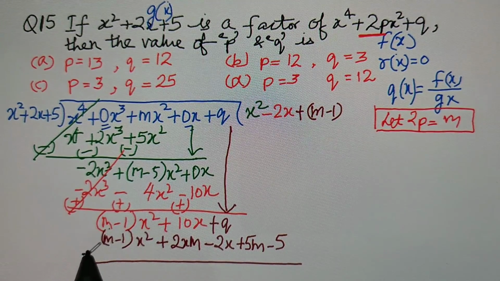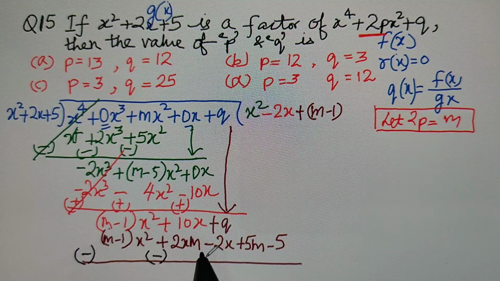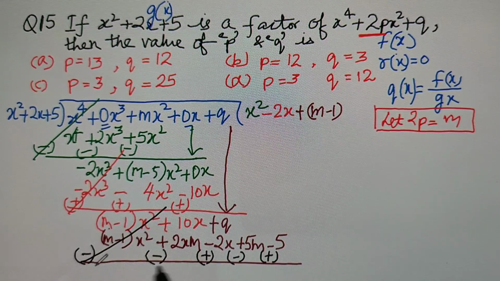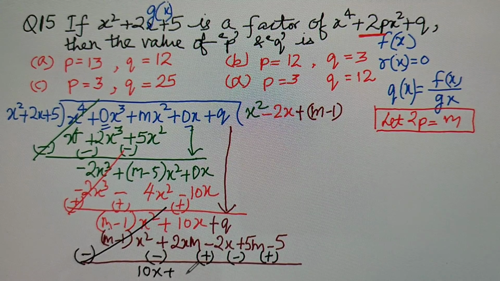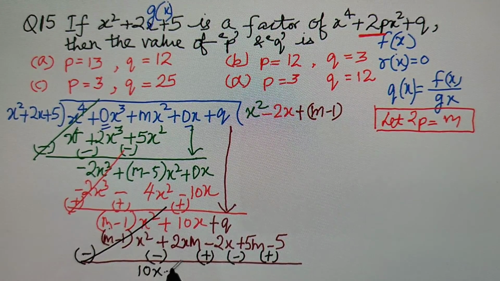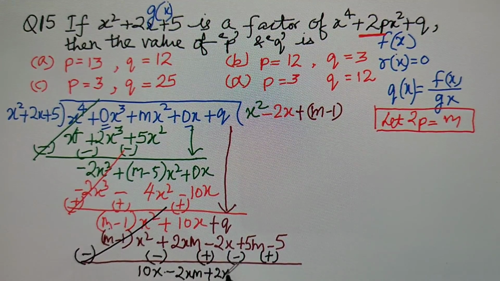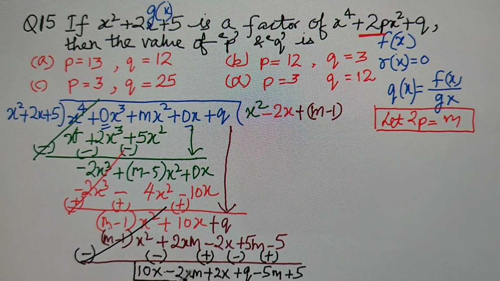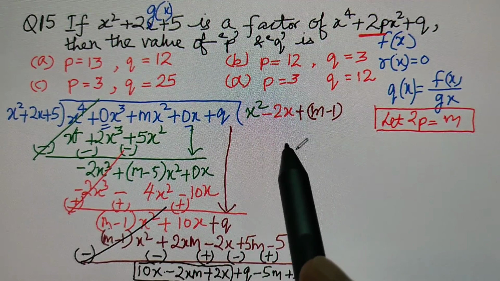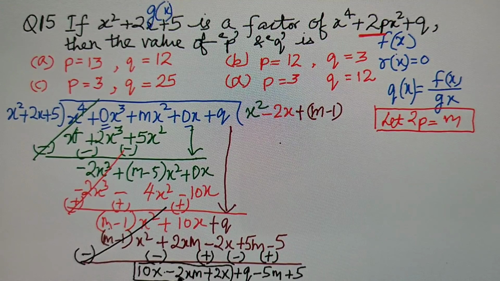If I solve this, change the sign here: minus, this is minus, this is plus, this is minus, and this is plus. So this gets cancelled. So what do I get? I get 10x minus 2xm plus 2x plus q minus 5m plus 5. Great. Now these are the coefficients of x. Now we'll firstly keep the coefficient of x as 0.